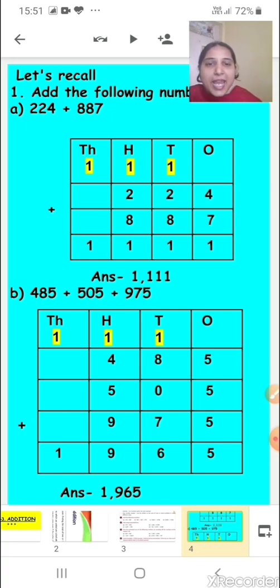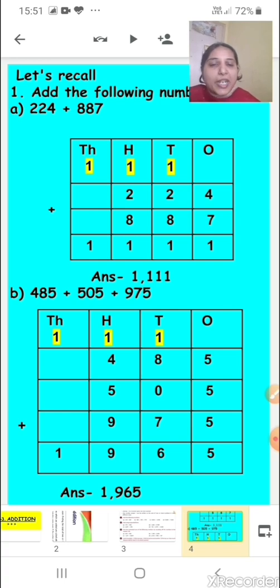So 1 plus 8, 9, 9 plus 0, 9 itself, and then 9 plus 7, 16. So 16 is a 2-digit number, so 6 we will write here and 1 will be carried over to the digit at the hundreds place. So 1 plus 4, 5, 5 plus 5, 10, and 10 plus 9, 19. So 9 we will write there and 1 will be carried over to the thousands place, and that one we will write at the thousands place.